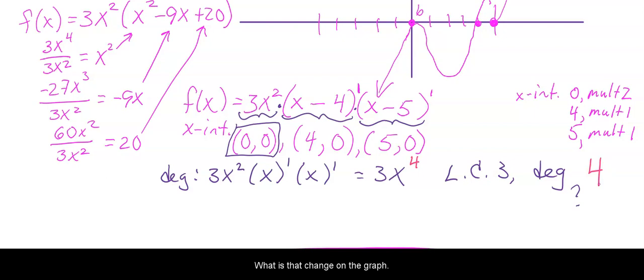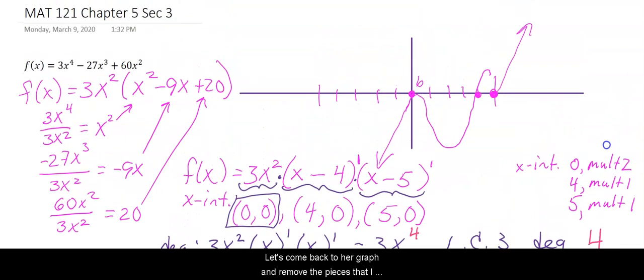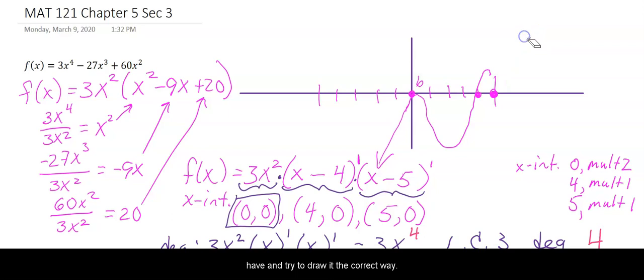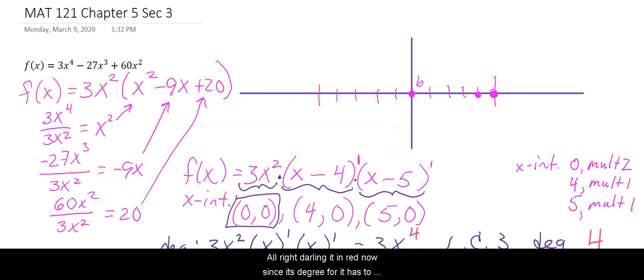What does that change on the graph? If the degree is even, then it should be up on both ends, left and right, and either get more flat in the middle or wiggle up and down in the middle. The leading coefficient is positive, so both ends go up. Let's come back to our graph and remove the pieces that I have and try to draw it the correct way. So let's take that off and that off. All right, drawing it in red now.